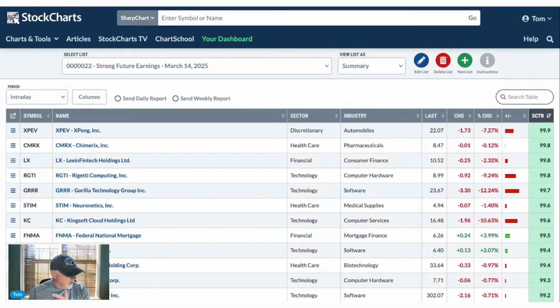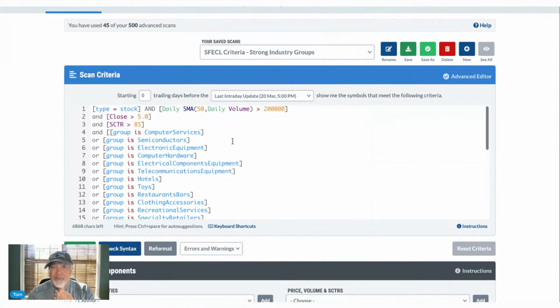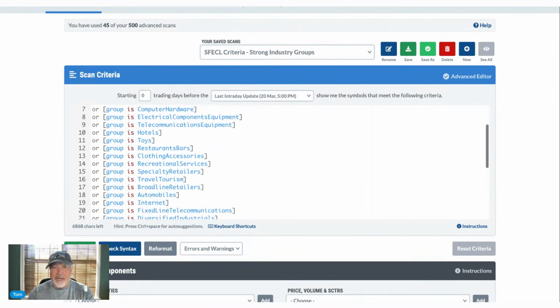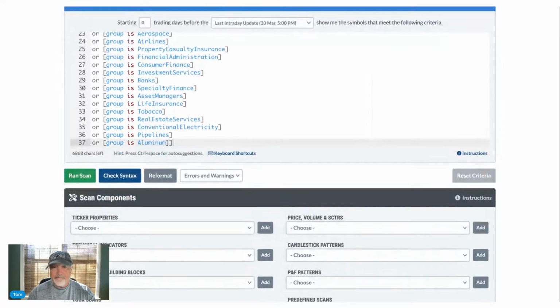So what I do is run two scans to come up with the stocks on the strong future earnings chart list. I run two scans at StockCharts. One is the strong industry groups. This changes periodically, obviously, as industry groups go up and down. But generally, I'm looking for industry groups that are showing strength relative to the S&P 500. And all of those industry groups are listed in this scan.